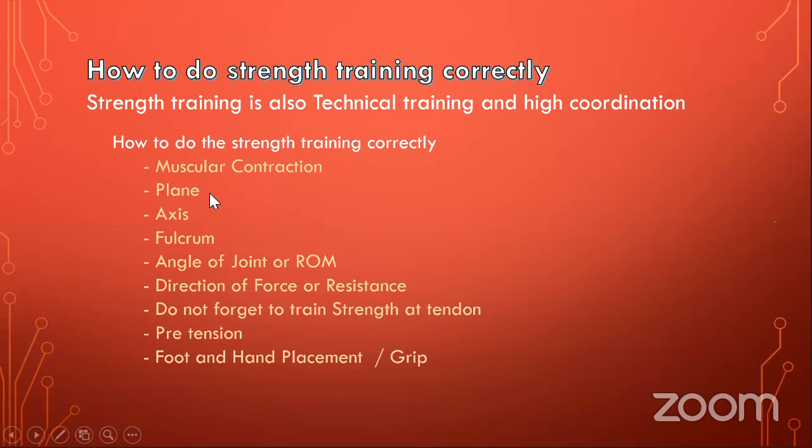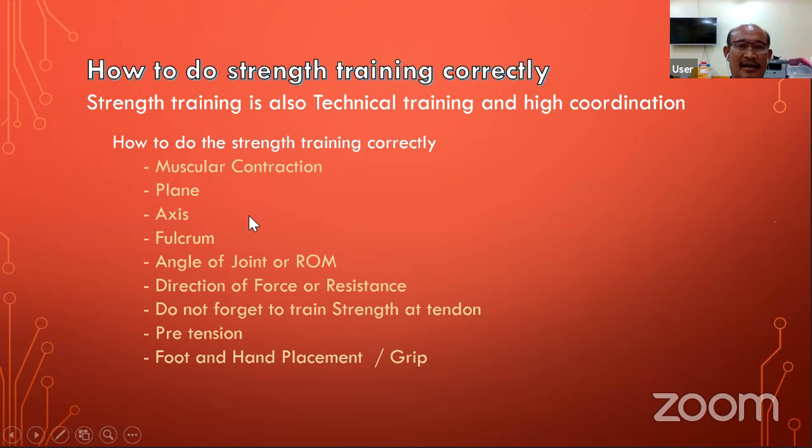You have to think about the plane. You have to think about the axis. You have to think about the fulcrums of the movement. You have to think about the angle of the joint or range of motion of the movement while your athlete does the lifting. Direction of force application, and what movement your sport uses and what direction of force your athlete has to use in the competition.